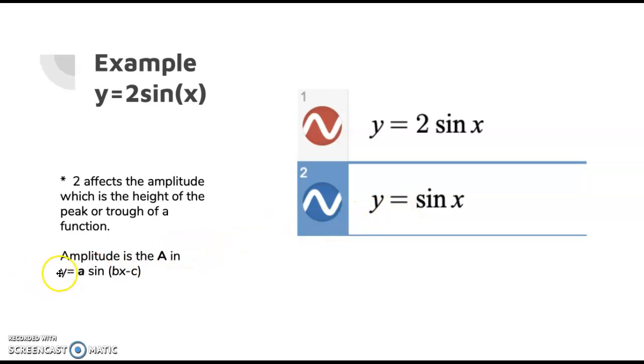In the formula here, y equals a sine parentheses bx minus c parentheses, the amplitude affects the a in front of the sine, and the amplitude is deciding the height of the peak or the trough of a function. So basically that means that the amplitude changes how high or how low the graph will be.